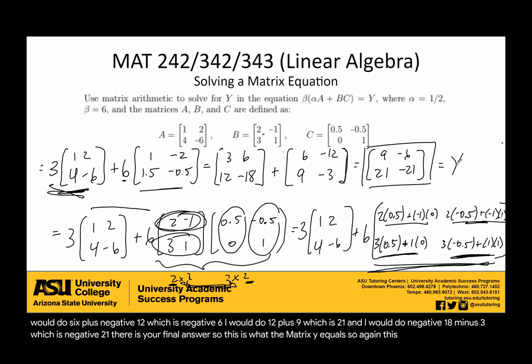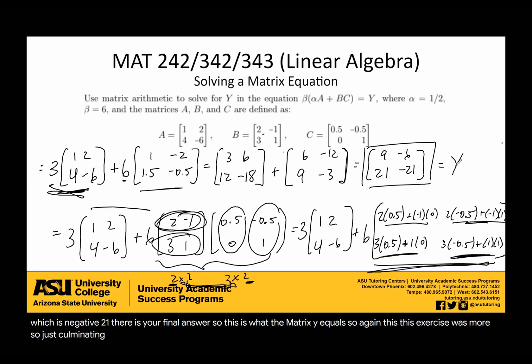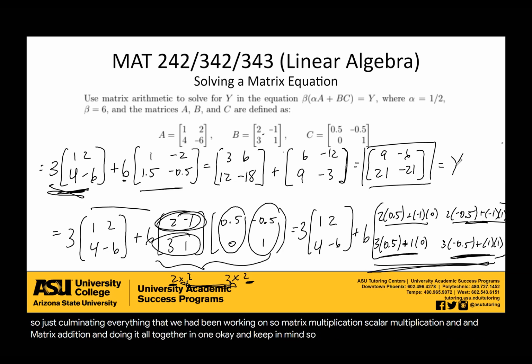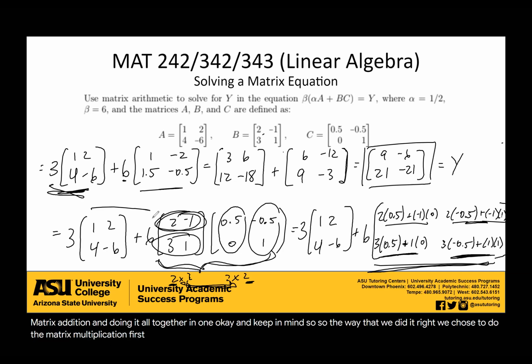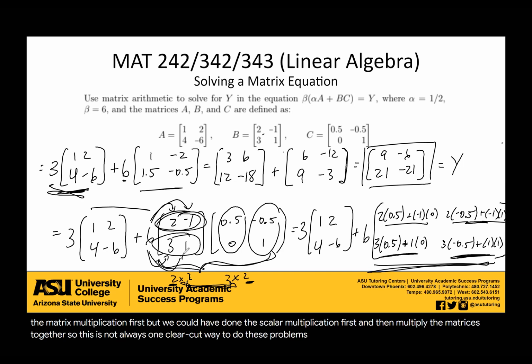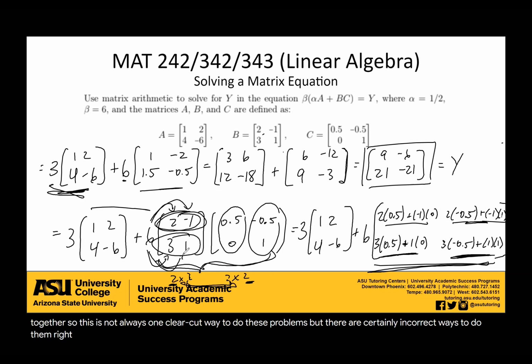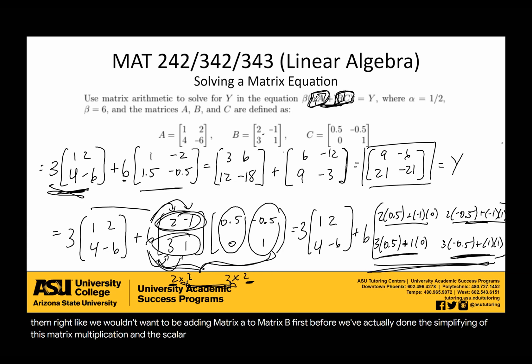So again, this exercise was more so just culminating everything that we had been working on. So matrix multiplication, scalar multiplication, and matrix addition, and doing it all together in one. Okay. And keep in mind, the way that we did it, we chose to do the matrix multiplication first, but we could have done the scalar multiplication first, and then multiplied the matrices together. So there's not always one clear-cut way to do these problems, but there are certainly incorrect ways to do them. We wouldn't want to be adding matrix A to matrix B first before we've actually done the simplifying of this matrix multiplication and this scalar multiplication. So still make sure you follow the rules of PEMDAS. Do your multiplications first, and then you can do your matrix additions.